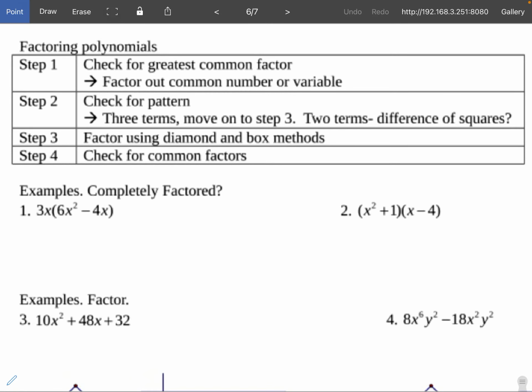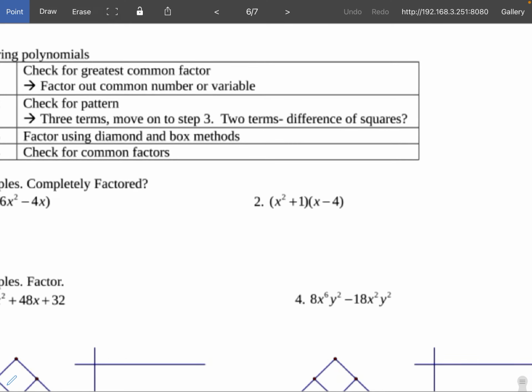All right, so the first thing we have is this chart up at the top. It kind of summarizes what we're going to do. So step one is we're always going to look for the greatest common factor first, okay? And then step two is we're going to look for a pattern. It says if we have three terms, move on to step three.